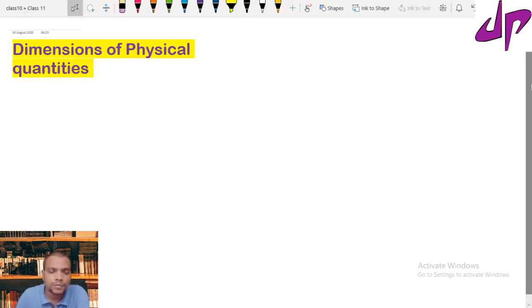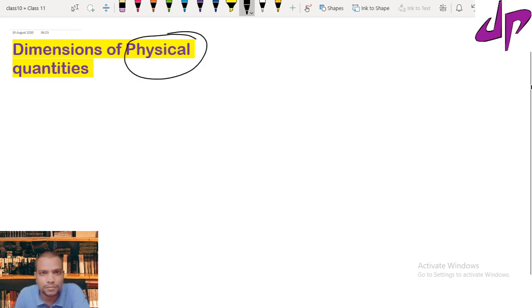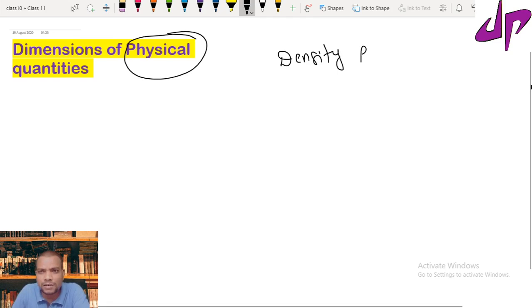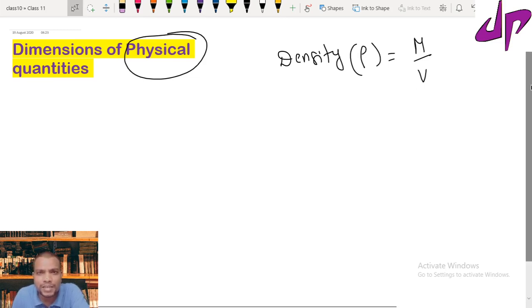Any physical quantity in nature is described by its dimensions. First of all, what is a physical quantity? A physical quantity is nothing but something which can be measured. Let's take density. Density is a physical quantity. Density rho equals mass upon volume. Now we need to represent density in terms of very basic physical quantities.